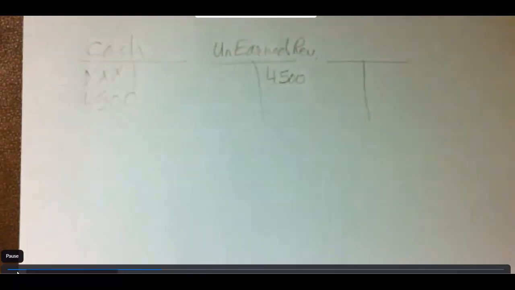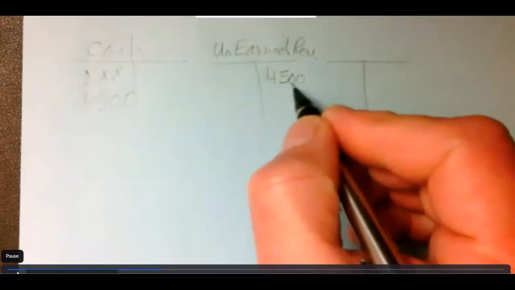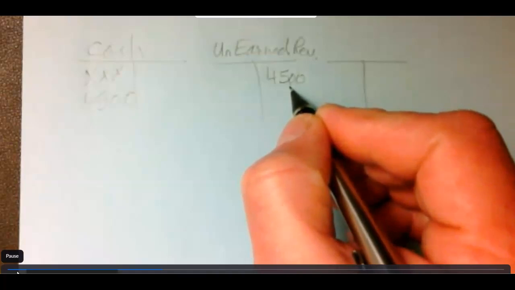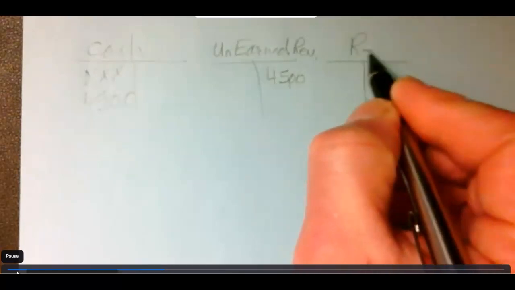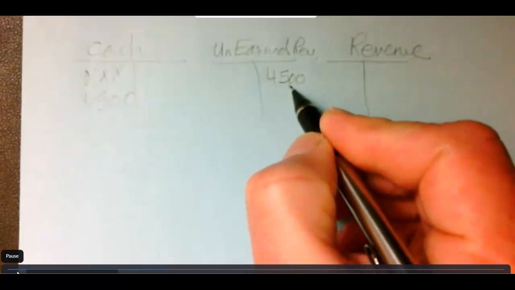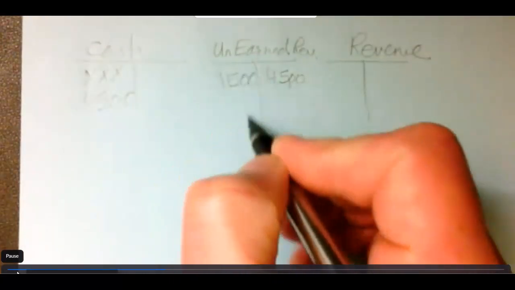But at the end of the year, after 1 month, on December 31st, a month of this service, this is 3 months of service, so 1 month of this service should be recognized. So here I have the revenue, and I would like to recognize 1 month of this. So 4,500 divided by 3 months is $1,500 a month. So I'm going to reduce this unearned revenue here.